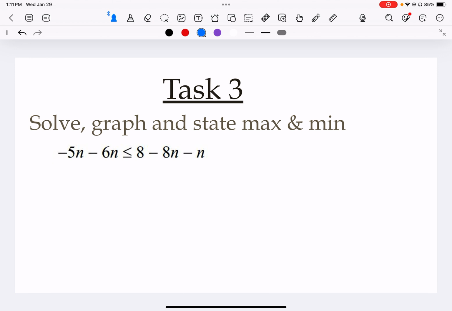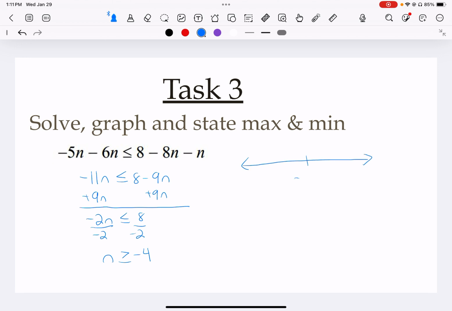Solve, graph, state the max and the min again. So I'm going to combine like terms. So I have negative 11n is less than or equal to 8 minus 9n. I'm going to add 9n to both sides. I'm left with negative 2n is less than or equal to 8. Divide both sides by negative 2. I'm left with n is greater than or equal to, because I have to flip my sign, negative 4.